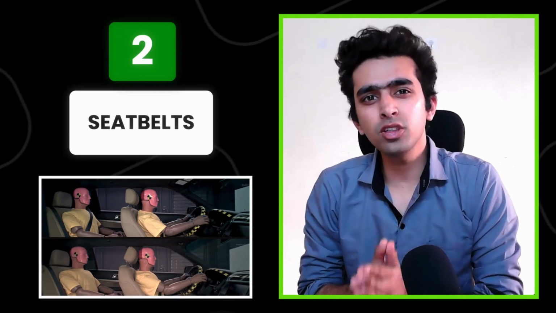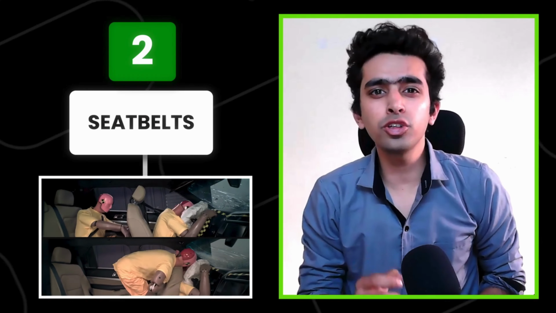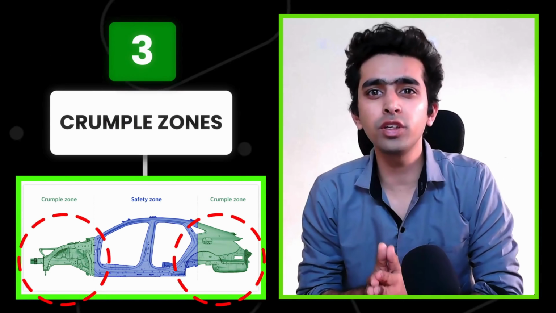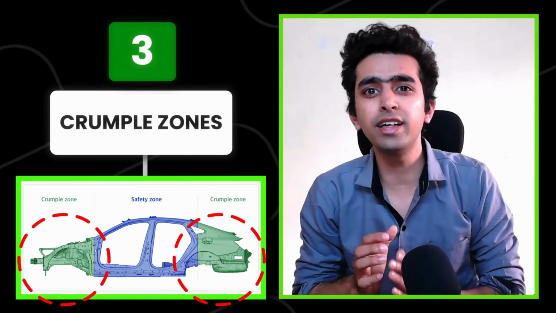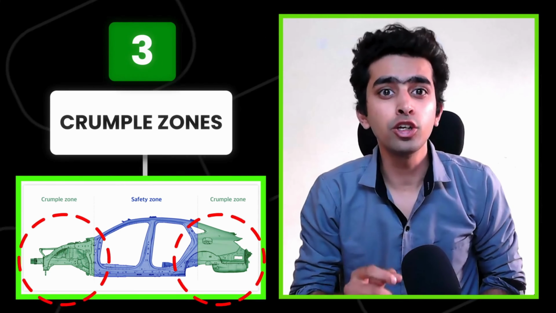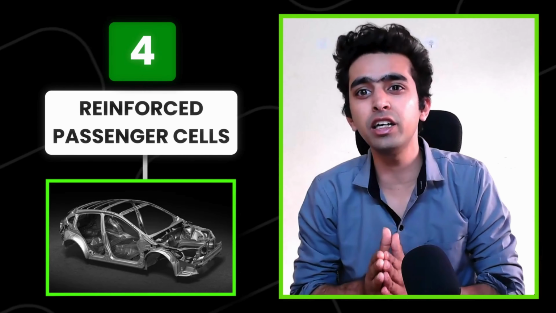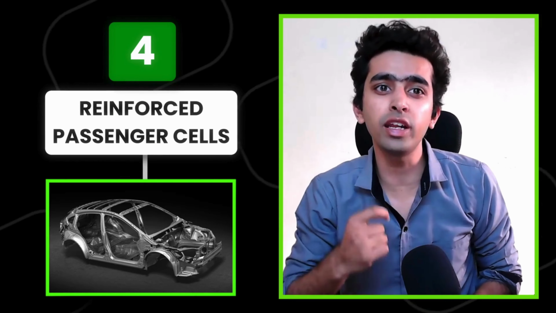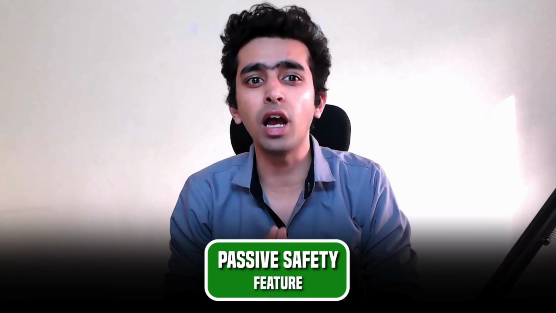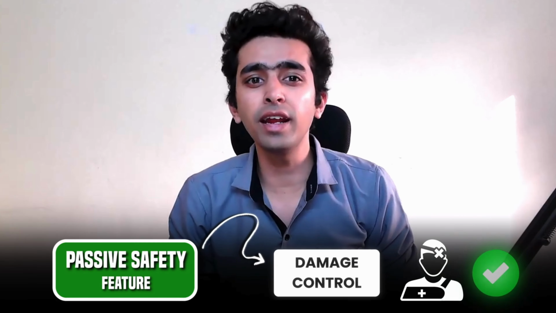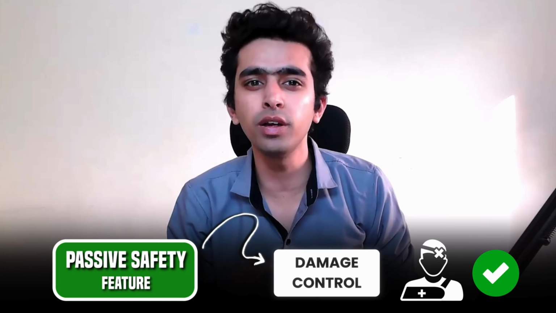Seat belts keep us secured in our seat, reducing the movement during an impact. Crumple zones are the areas of the car which are designed to absorb and dissipate the energy of a crash so as to protect the cabin. Reinforced passenger cells are the structures that maintain the integrity of the cabin during a severe impact. Passive safety features are all about damage control, keeping the passengers and the driver as safe as possible when an accident has occurred.